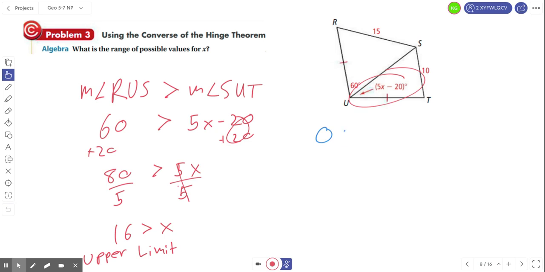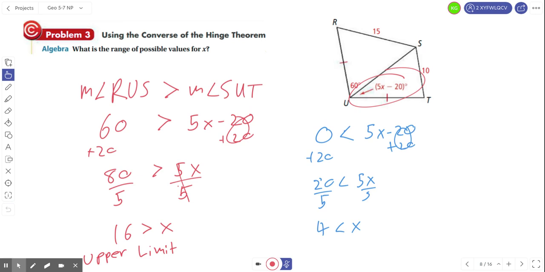So this angle, 5x minus 20, is bigger than 0. So now we'll go plus 20, and 20 is less than 5x. Divide by 5, divide by 5. 4 is less than x, or x is greater than 4.